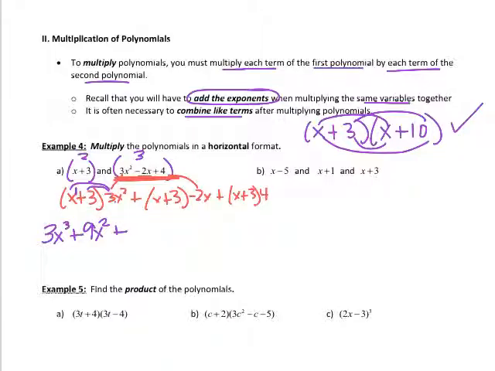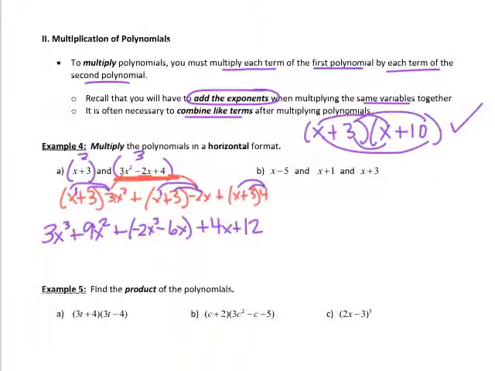And now I have to distribute the negative 2x to this x and to this 3. So that's going to be negative 2x cubed. Remember, there's the little 1 here, minus 6x, plus, I'm going to have to distribute the 4x plus 12.